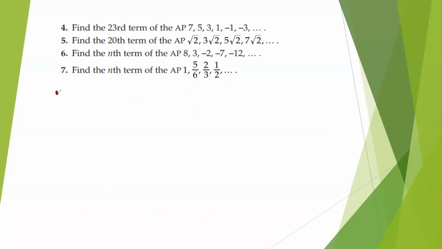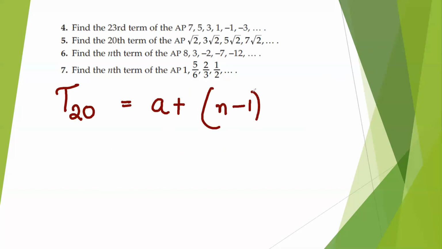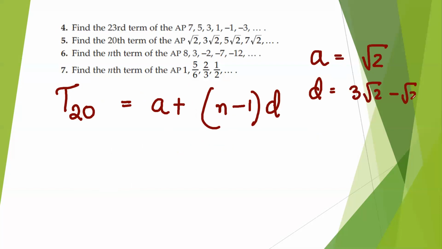So minus 37. That gives you T23, right? So when you go for finding the 20th term, same formula, A plus (n minus 1)d. Try to find each of them. A is root 2. D is what? 3 root 2 minus root 2. You can take this and this also, this and this also. Anything will give you the same answer. So this gives you 2 root 2, and n is what? n is 20. Let's substitute.